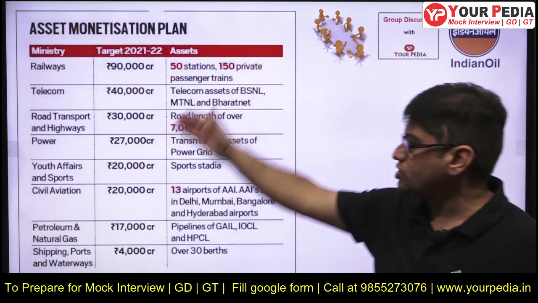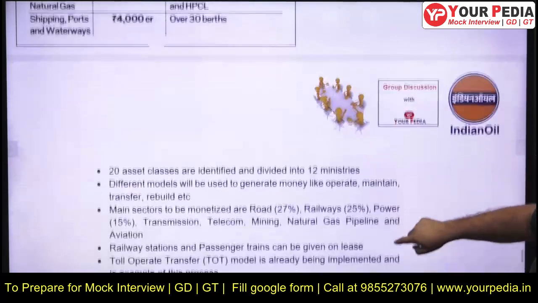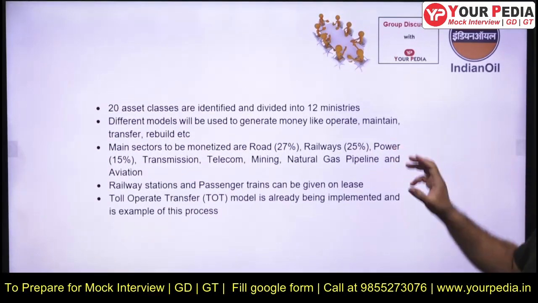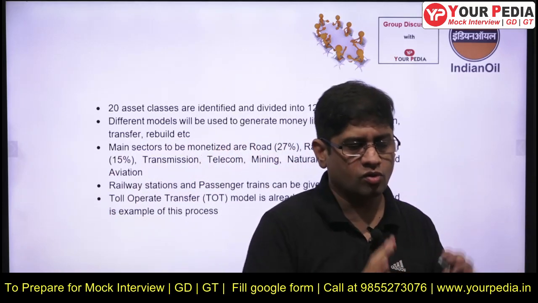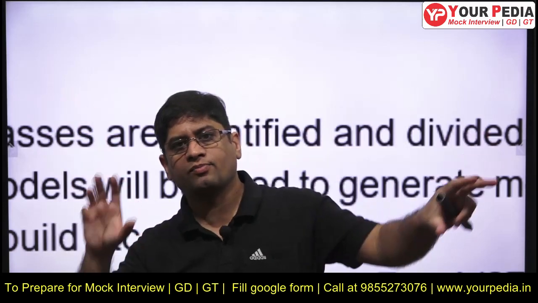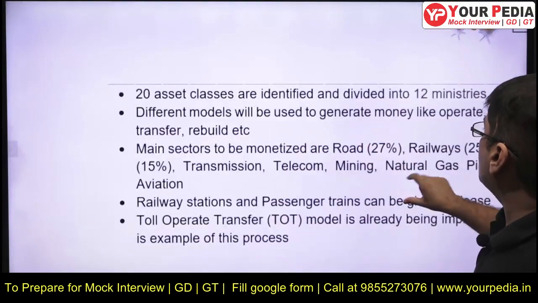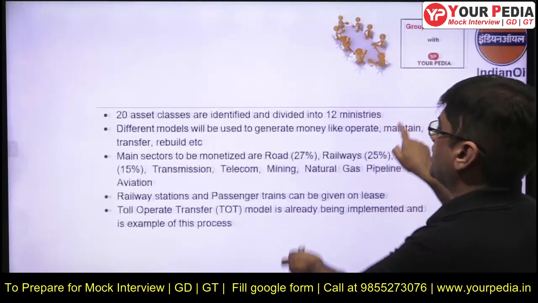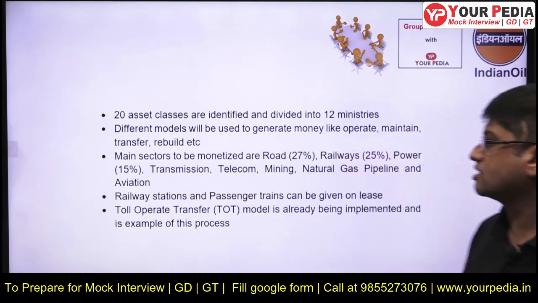So just go through these targets and some points only you need to remember and they are sufficient. 20 asset classes are created. So all these assets which I want to now monetize, there are 20 classes में इसको divide किया मैंने, roads में, airport में, ऐसे मैंने 20 classes में उसको classify किया है. And there are 12 ministries which are basically identified under which this asset comes. तो 12 ministries के अंदर ये asset आता है.